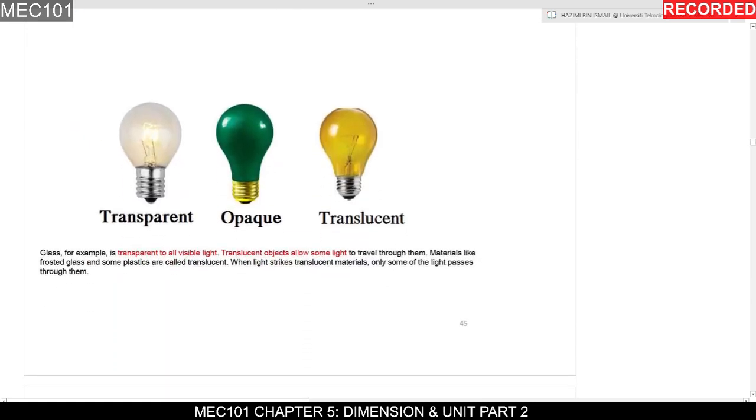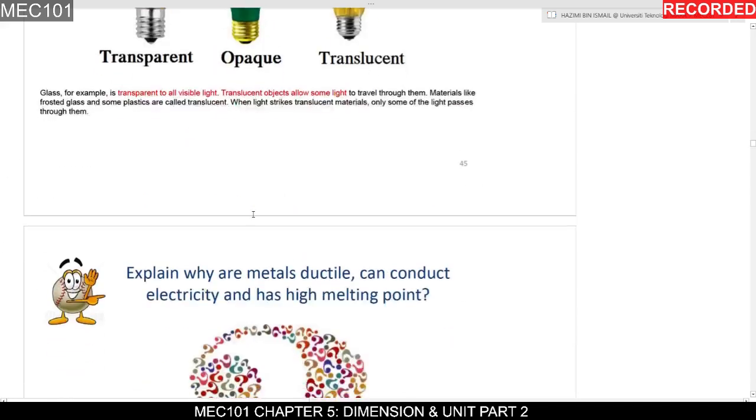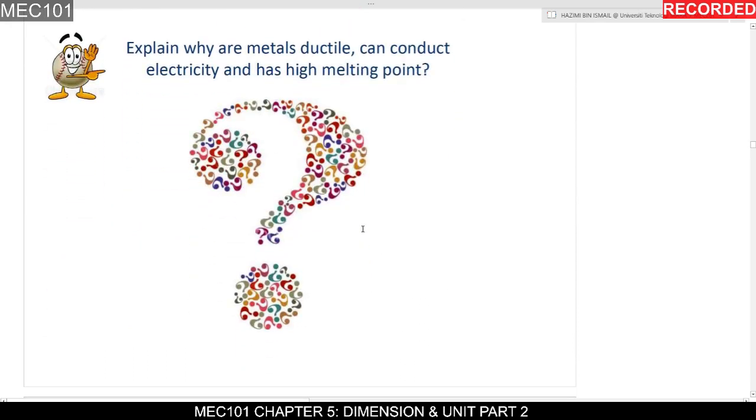Yes, this is transparent to all visible. Okay, so I can skip this slide. Now just a general question. Explain why metals are ductile, can conduct electricity, and have a high melting point. Can you explain that?